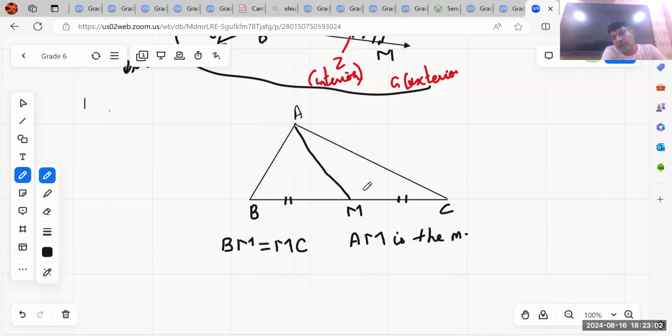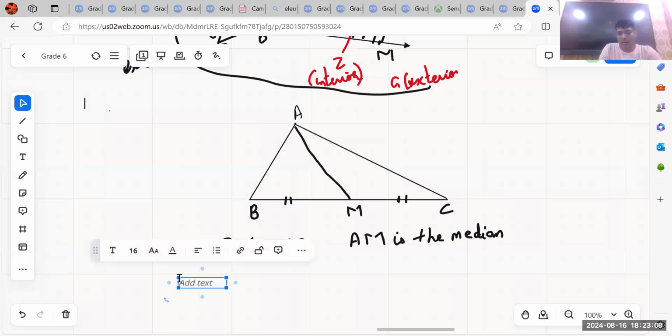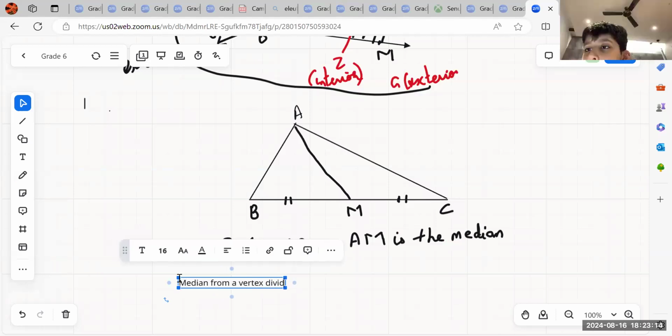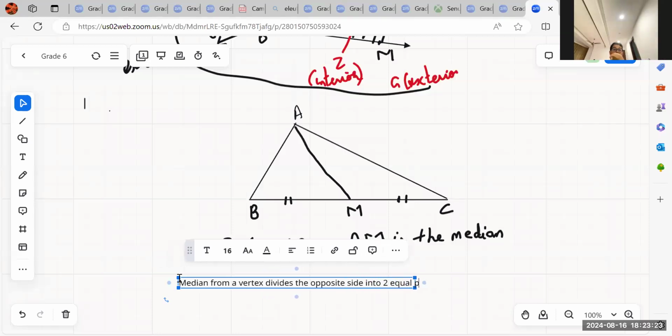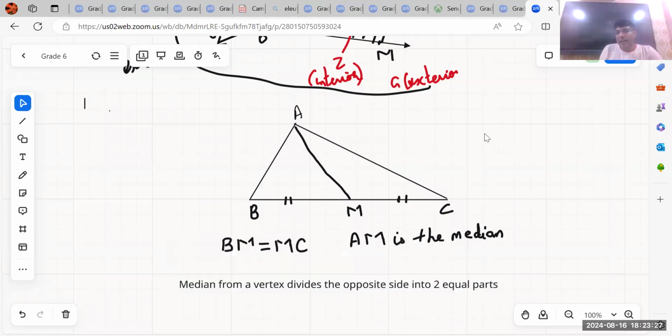Understood, guys? I did not understand what the median is. Sir, a median divides the opposite side into 2 equal parts from a vertex. Sir, wouldn't it divide the opposite side into 2 equal parts? So, sir, would it be a line of symmetry? A line of symmetry divides the triangle into 2 equal parts.